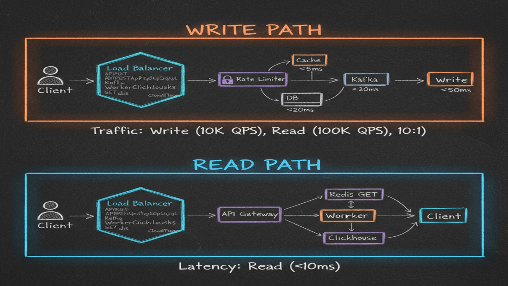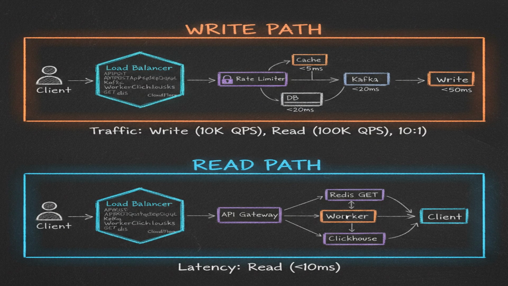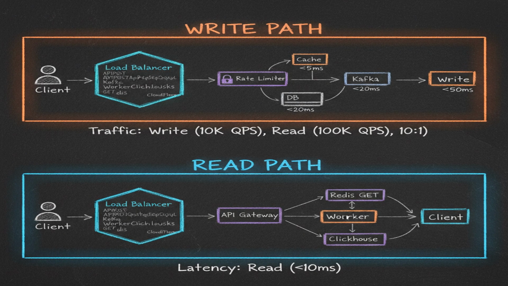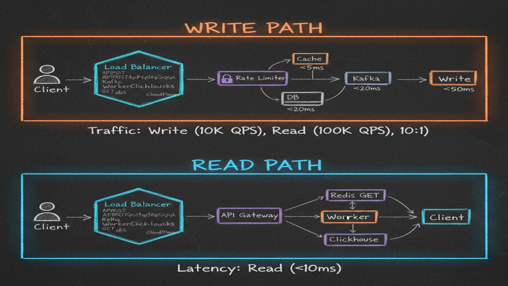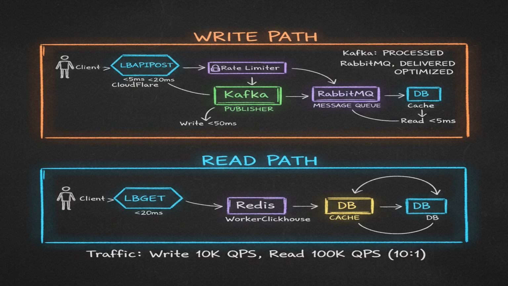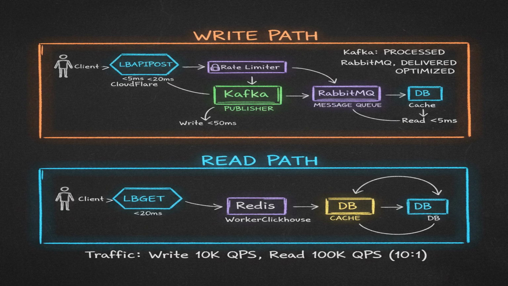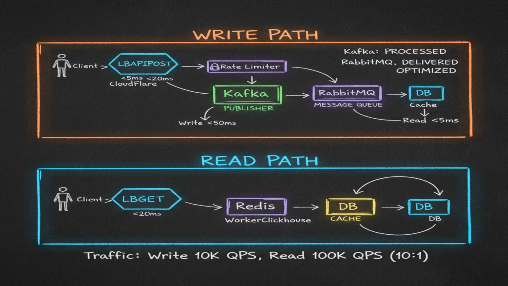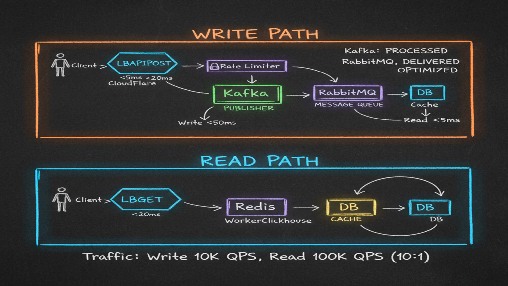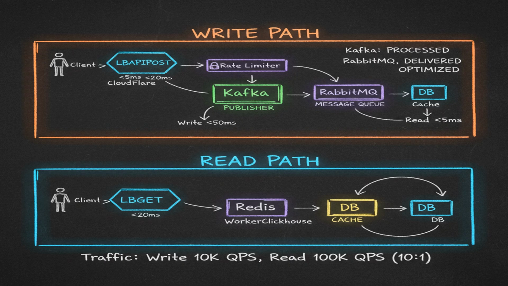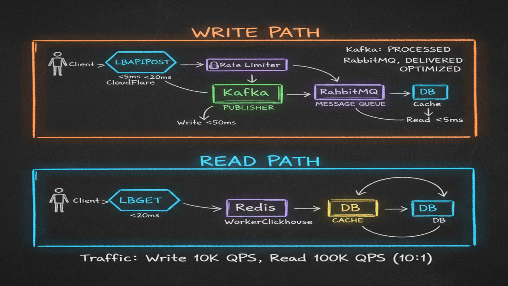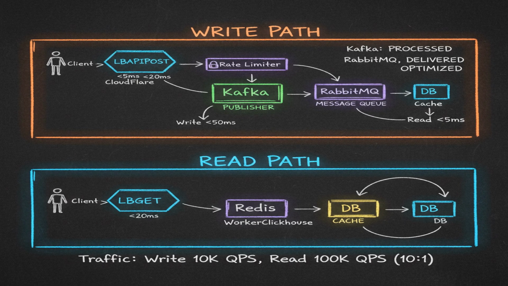From there, requests are routed to the appropriate application servers. We use Kafka for asynchronous processing of trades and market data updates. Why Kafka? Because its append-only log provides replay capability and guarantees ordering, which is critical for financial transactions. RabbitMQ was considered, but it would lose events once acknowledged, which is unacceptable for financial transactions.